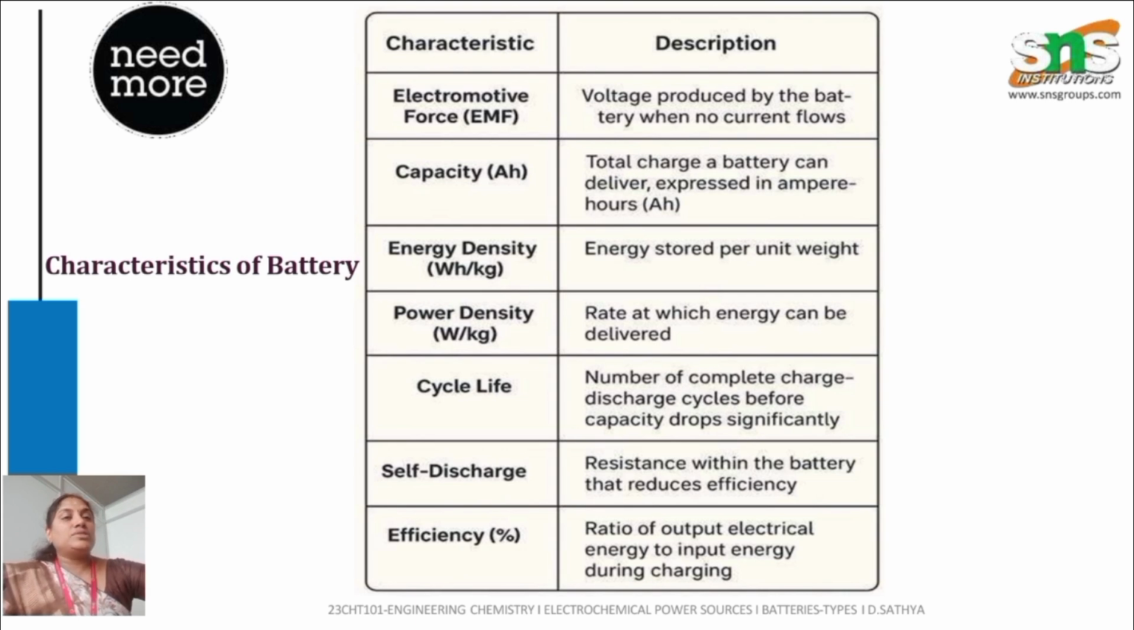So, the characteristics of a battery. EMF means electromotive force, the voltage produced by the battery when no current flows. Capacity is what it can deliver, expressed in ampere-hours. Power density is the rate at which energy can be delivered. And efficiency for a battery is the ratio of output electrical energy to input electrical energy during charging.